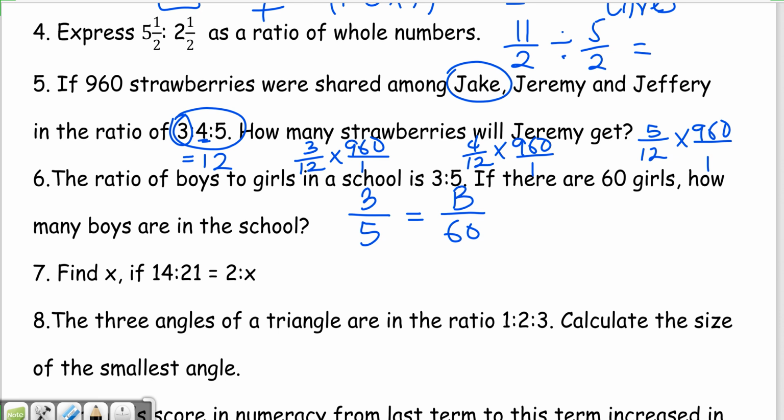So cross multiplication, you do 3 times 60 over 5 to get the boys. Or, what will you do to 5 to get 60? Then you do the same thing to 3 to get the number of boys. So that's what we do in number 6. Now, number 7.